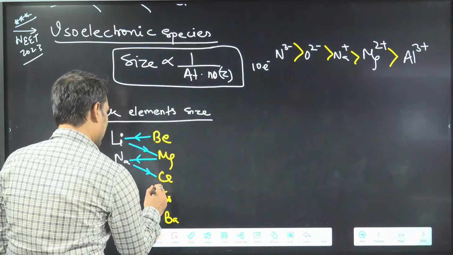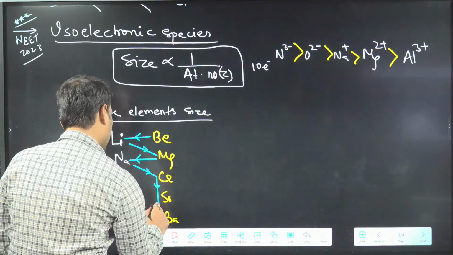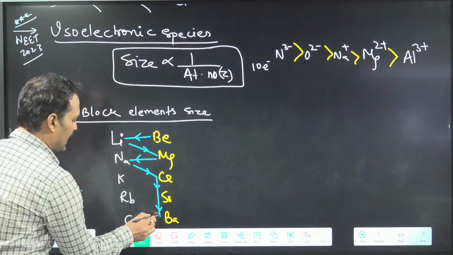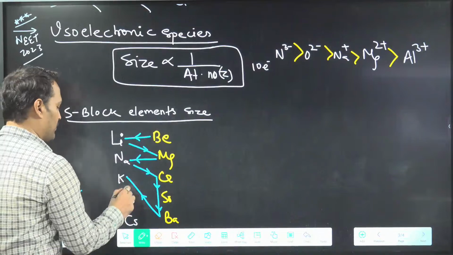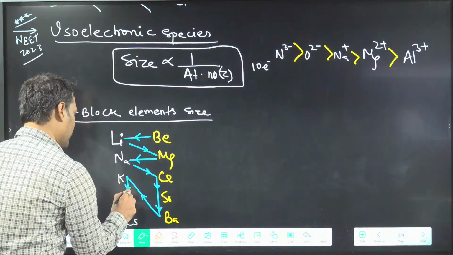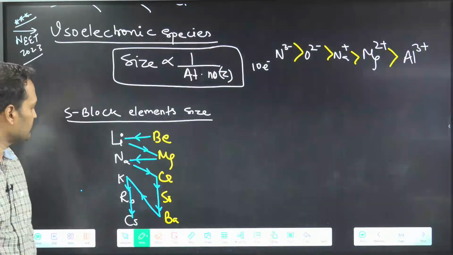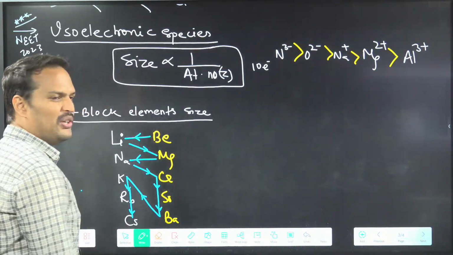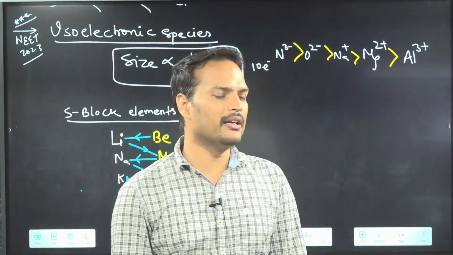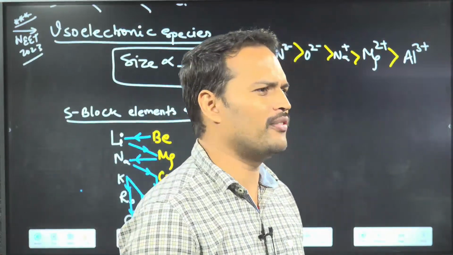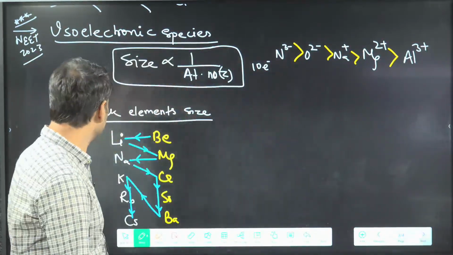Then it is like this, an N shape: calcium, strontium, barium. Then from barium you go to sodium, potassium. Then from potassium you move to rubidium, and then from there you move to cesium. Is this correct? You go and verify it. So this is the way of remembering the order of size of S block elements. Interesting.